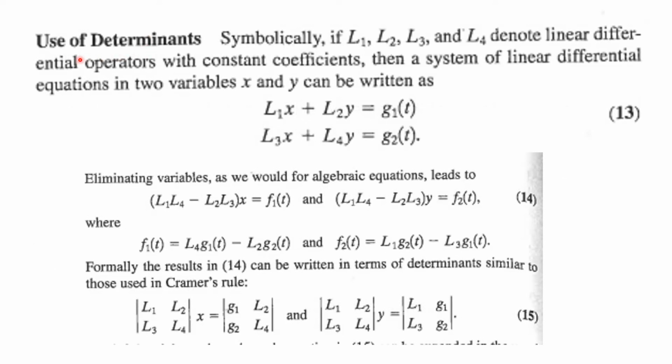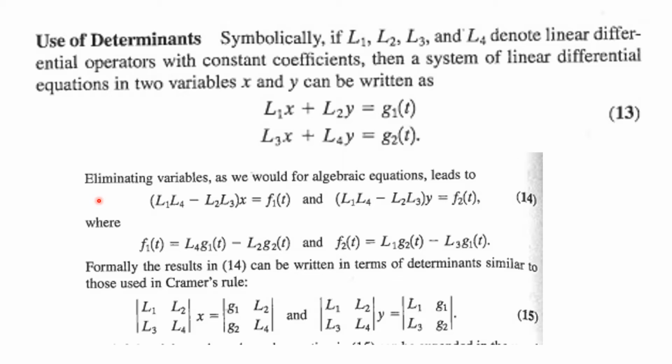And we'll use the concept of determinants as well. So symbolically, if L1, L2, L3, and L4 denote linear differential operators with constant coefficients, then a system of linear differential equations in two variables, x and y, these are functions of t, can be written as L1x plus L2y is equal to g1 of t, and L3x plus L4y equal g2 of t. Now notice we're putting the x's over the x's, the y's over the y's, and the functions over the functions on the right-hand side.